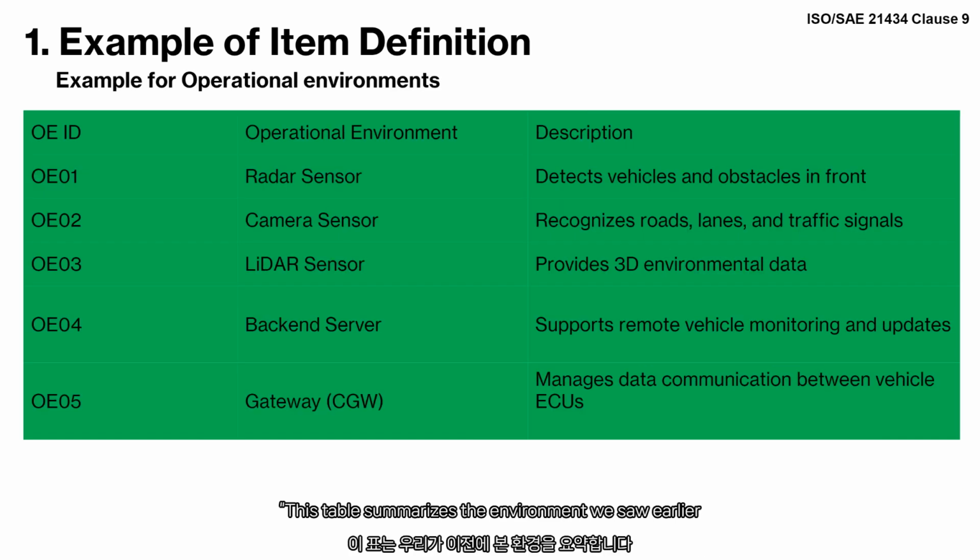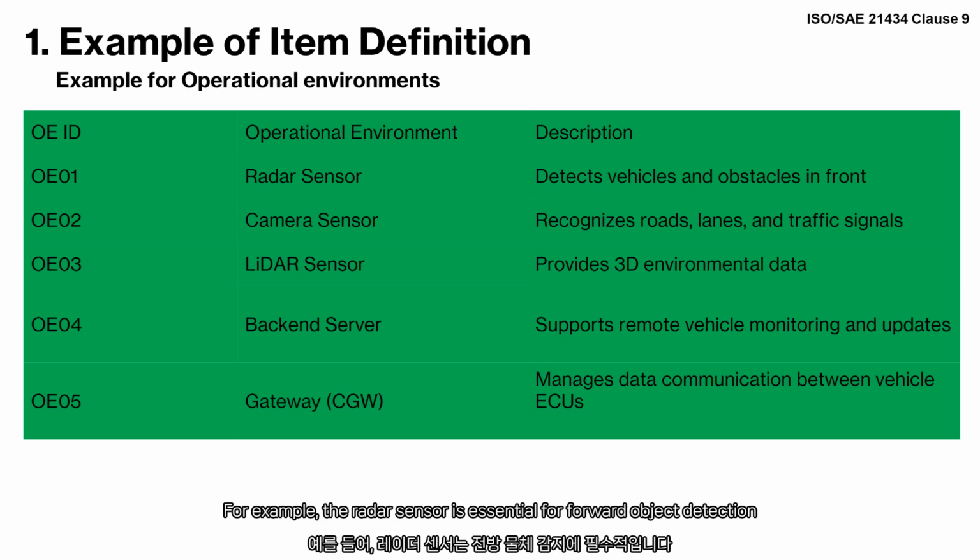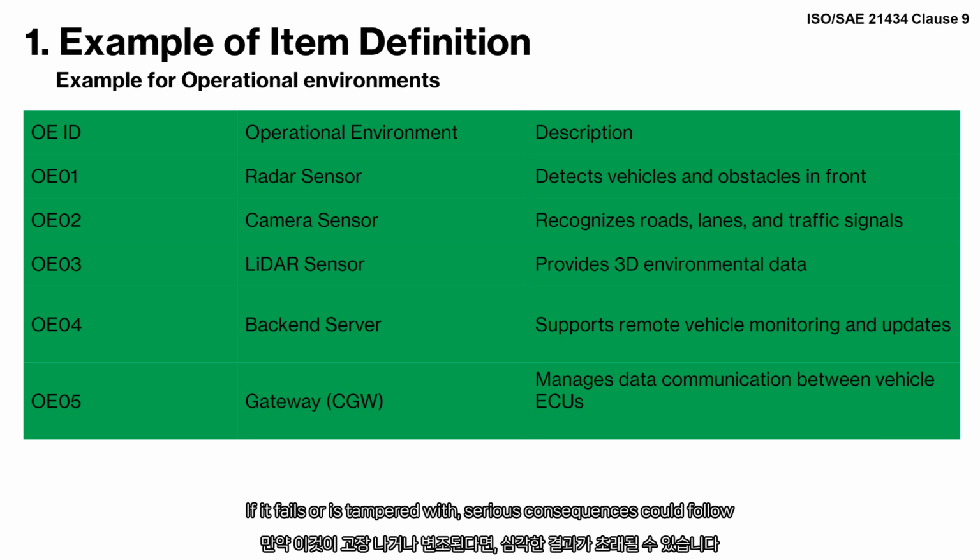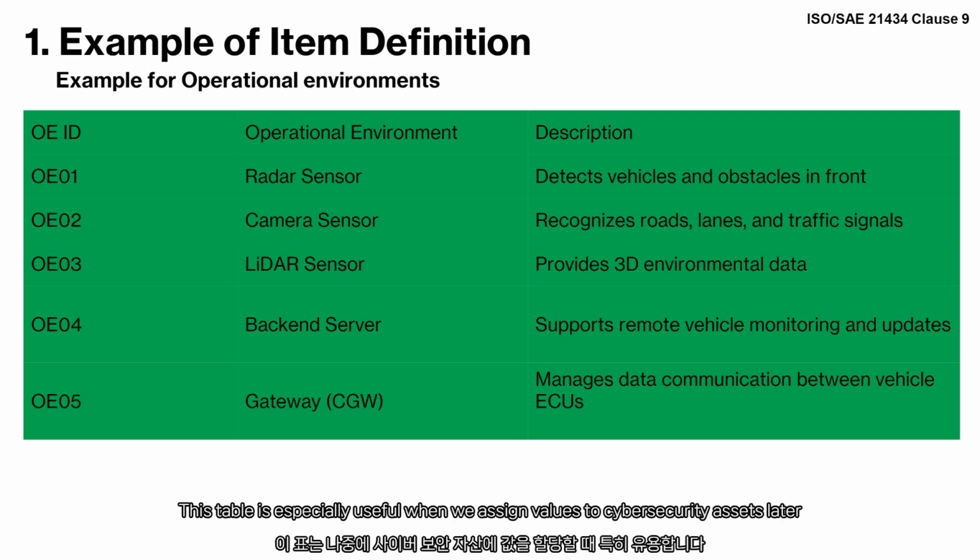This table summarizes the environment we saw earlier. It lists each external element and its role. For example, the radar sensor is essential for forward object detection. If it fails or is tampered with, serious consequences could follow. This table is especially useful when we assign values to cybersecurity assets later.